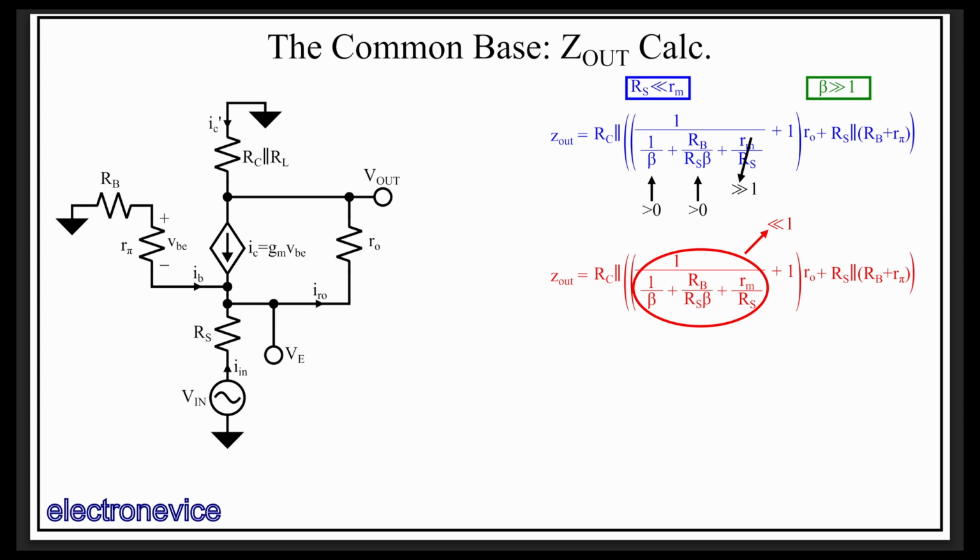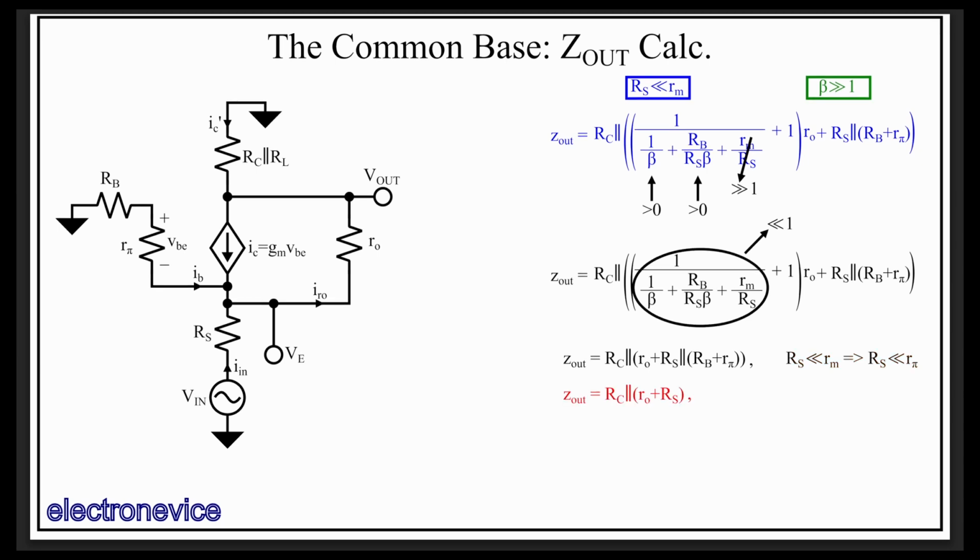And since it's added to 1, we can therefore conclude that this big portion plus 1 is approximately equal to 1, which just reduces down to Ro, producing this expression. Now we can further reduce this down by recalling that since R pi is beta times Rm, Rs being much less than Rm implies that Rs is also much less than R pi. This fact, in conjunction with Rb being positive, means we can eliminate the Rb plus R pi portion of this term, resulting in this expression.